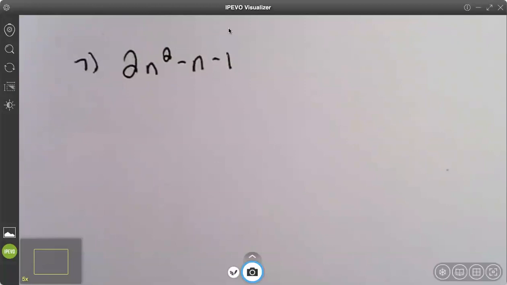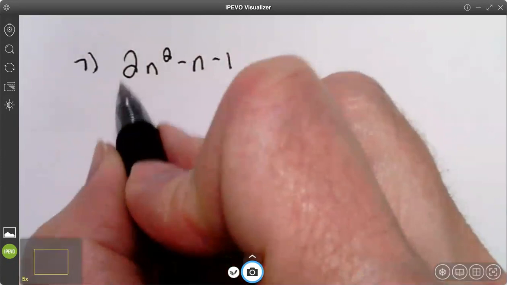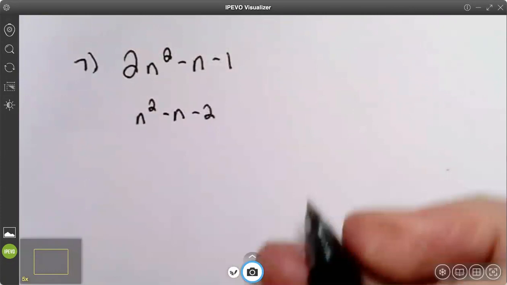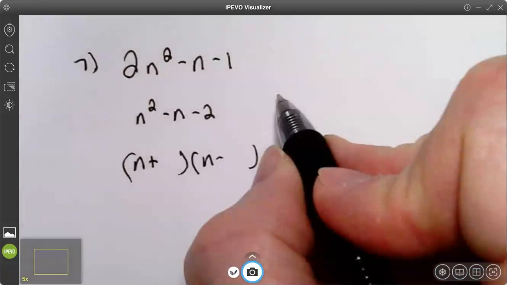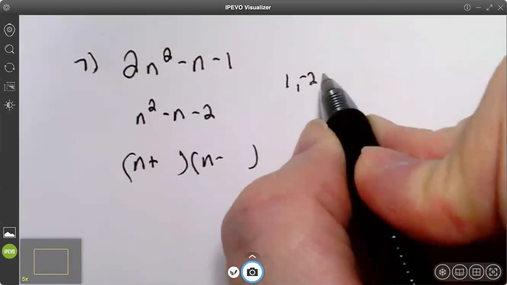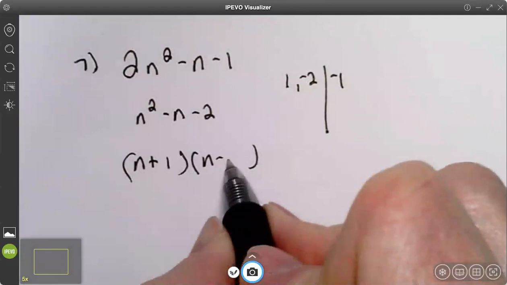Okay, let's do an easy one with small numbers to get our confidence up. Try number 7. Number 7, no greatest common factor. Swing the 2. 2 times negative 1 is negative 2. This is going to be an n plus and an n minus. That tells me my signs are different. I want my bigger number to be negative, so 1 times negative 2 is negative 2. 1 plus negative 2 is negative 1, so my numbers are positive 1 and negative 2.